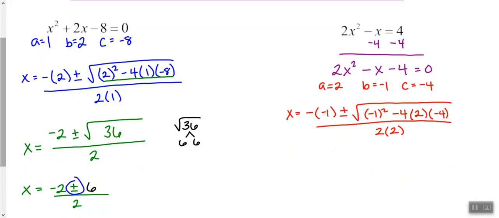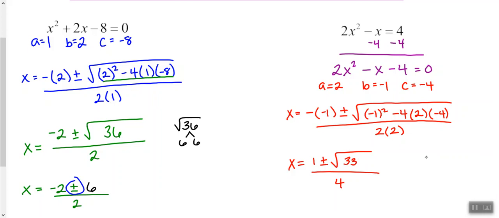And then we're just going to clean that up a little bit. So I have x is equal to negative 1 gives me a positive 1, plus or minus square root, and then I just have to plug everything underneath the square root sign into my calculator. Don't plug in the square root sign though. And then that will give me 33, all over 2 times 2, which is 4.